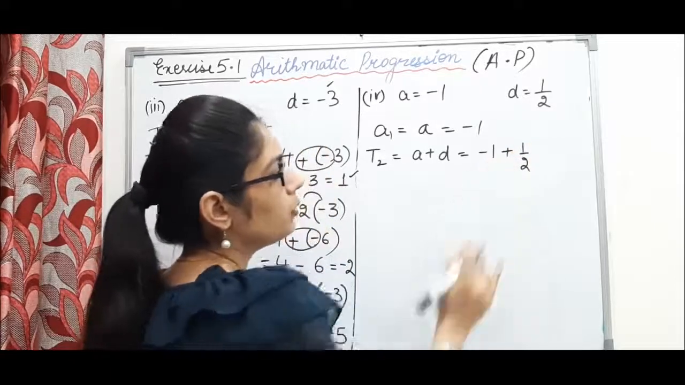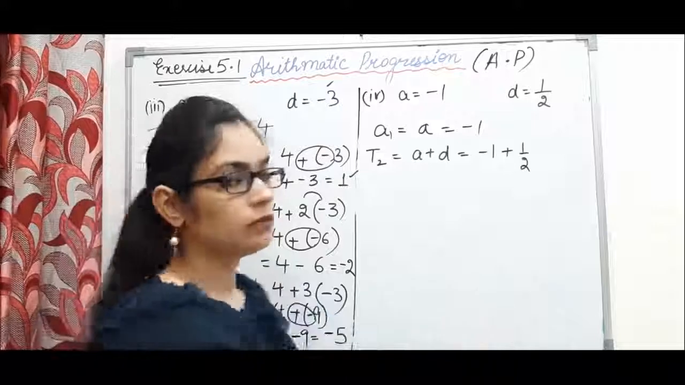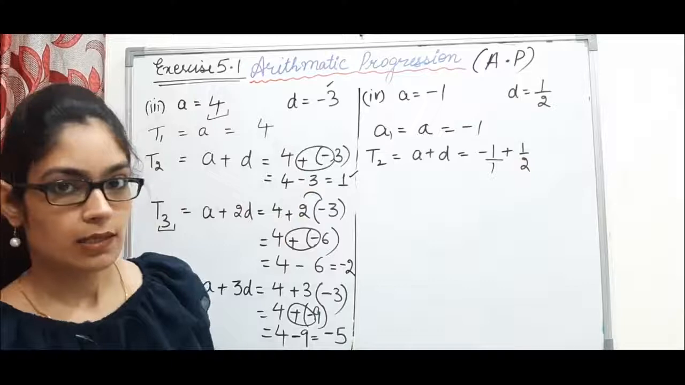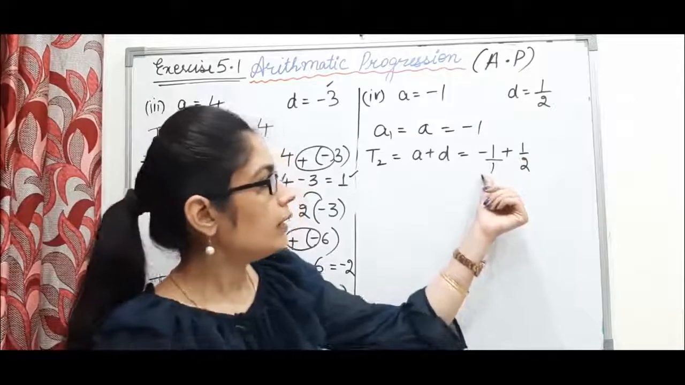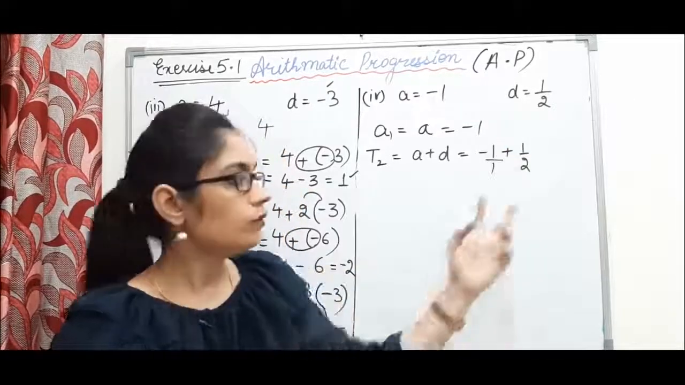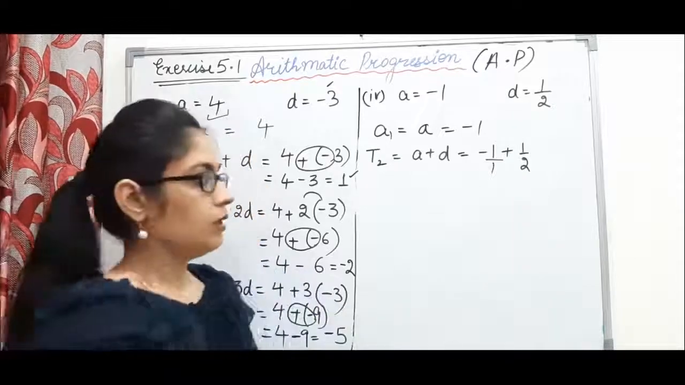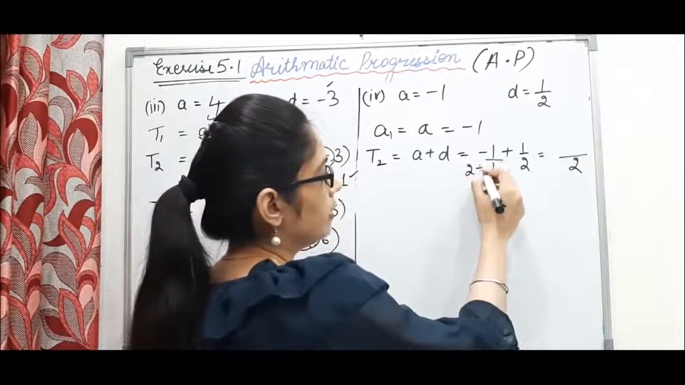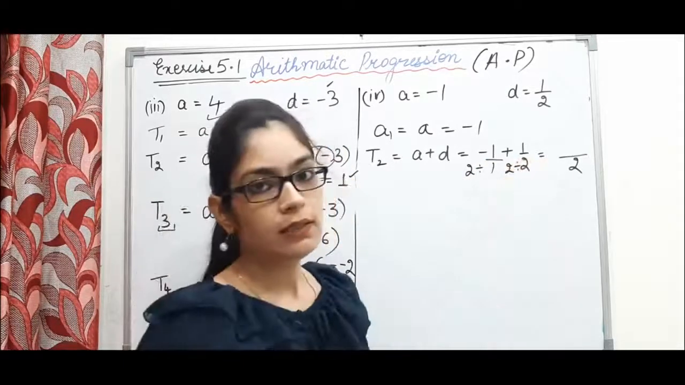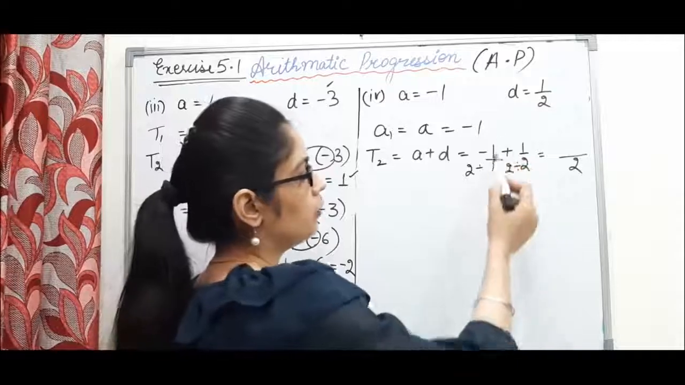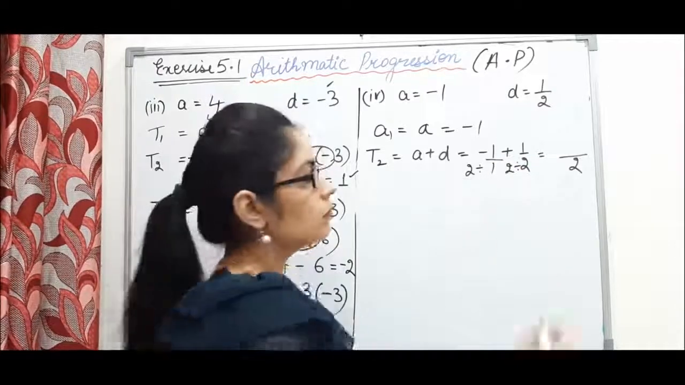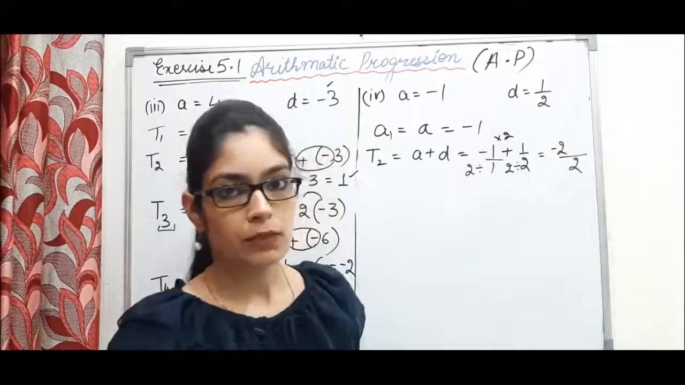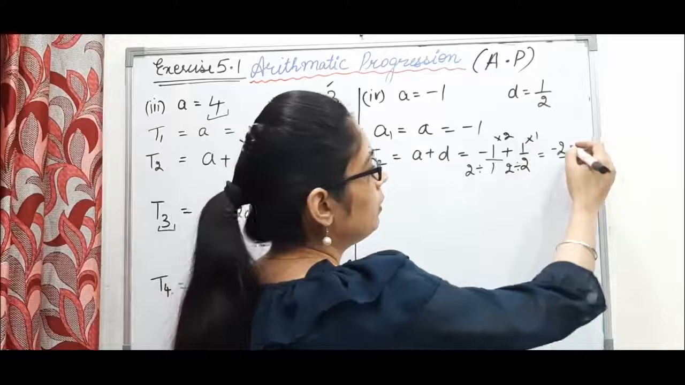Because 1 by 2 is a fraction, fractions we can only add by taking the LCM in case their denominators are not the same. Here, see, nothing is there under minus 1, so we can write 1 so that we can easily take the LCM. The LCM of 1 and 2 is 2. We divide the LCM by the denominators and then multiply that answer with the numerators. 2 divided by 1 is 2, 2 into minus 1 is minus 2. 2 divided by 2 is 1, 1 into 1 is 1.